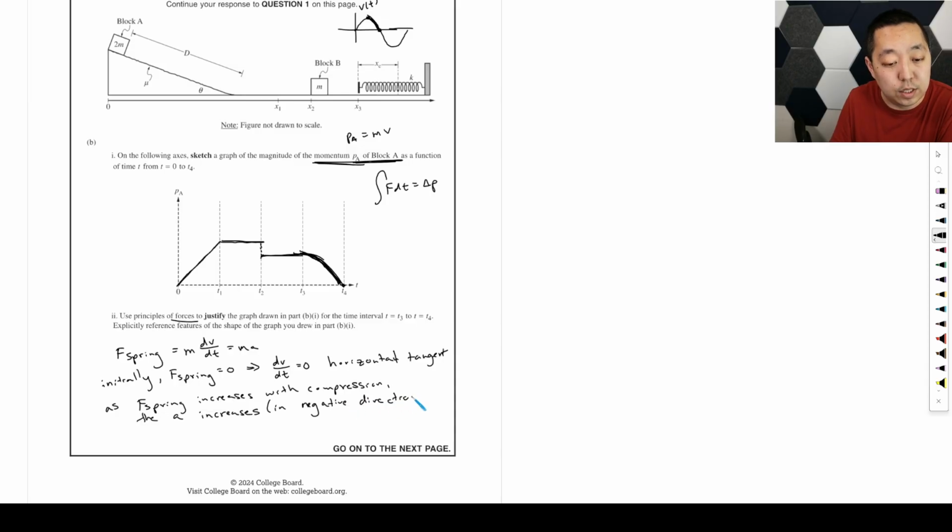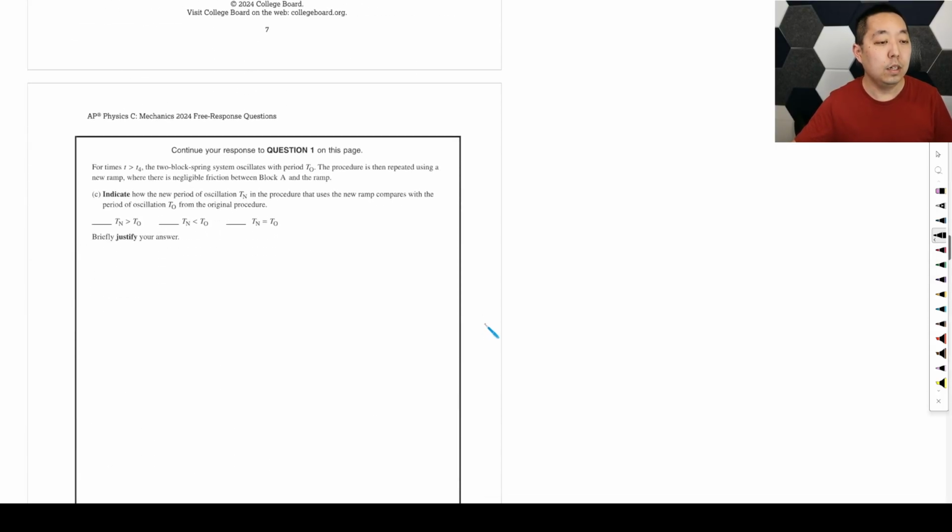Because it's pushing this way to the left, right? And all of this, when I used positive numbers, I assumed right was positive. In the negative direction, so it gets steeper, which is what you see here, steeper. Okay, cool. For times t greater than t4, the two-block system oscillates with a period t0.